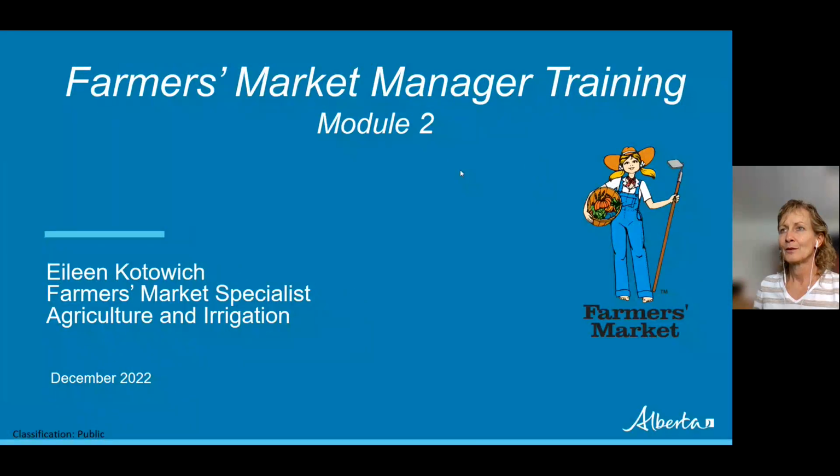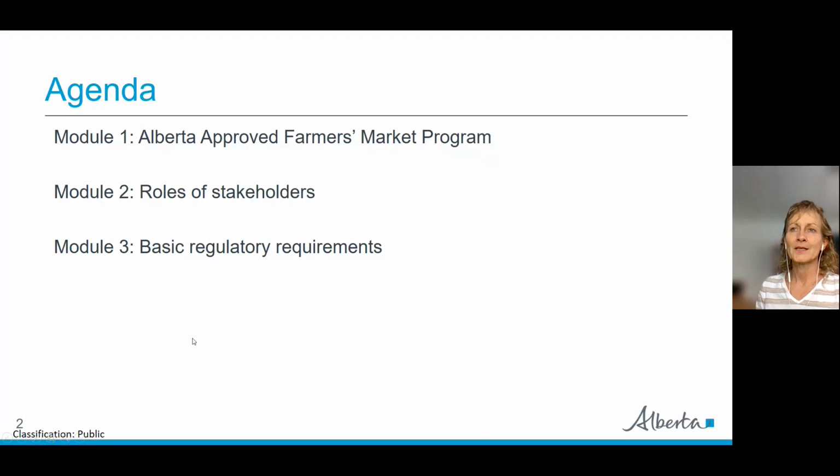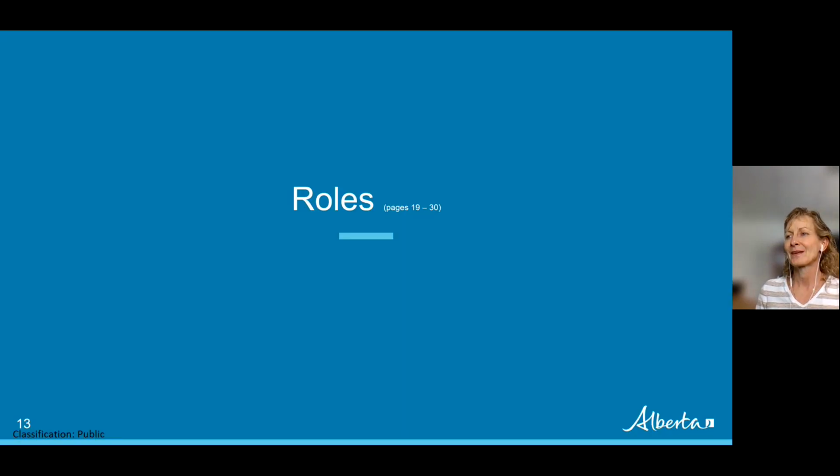So I am going to share my screen again, and we will move into the presentation. As I said, this is Module 2, talking about the different roles of the stakeholders who are involved with the program. If you are going through the written materials, this is pages 19 to 30 in the manual. You can follow along, make notes if that's what you choose to do.